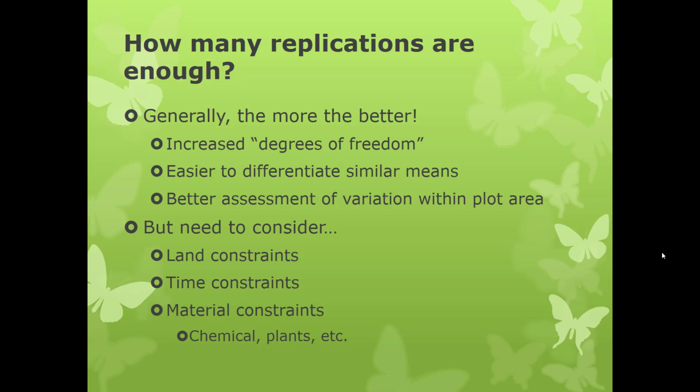Researchers are always plagued by the question, how many replications are enough? Generally the consensus is the more the better, right? It increases degrees of freedom, it's a better representation of a population, and it's easier to differentiate similar means. But that mentality can get really tedious really quickly because you have to consider how much land you have, how much time you have to collect the data, and how much material you have. It can be really costly if you get way too many replications over and above what you need. So this is why we do statistical power calculations.